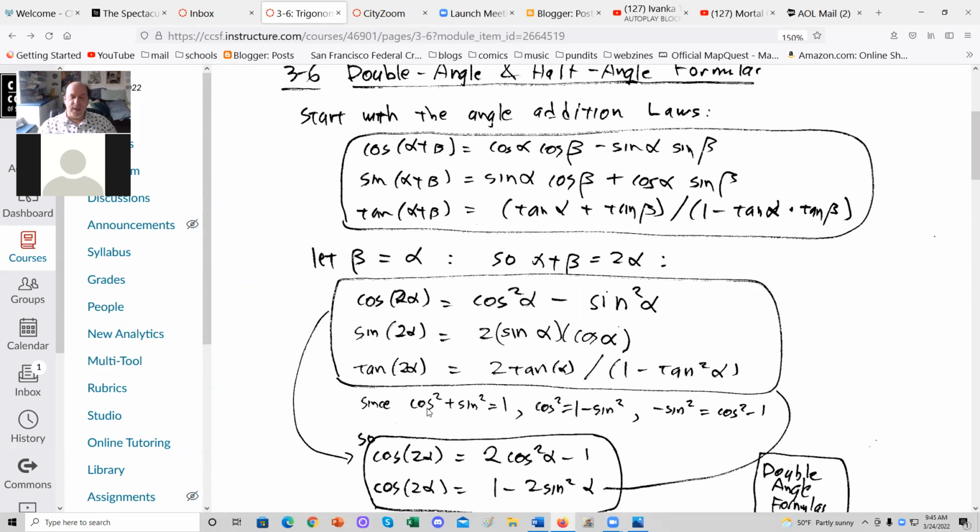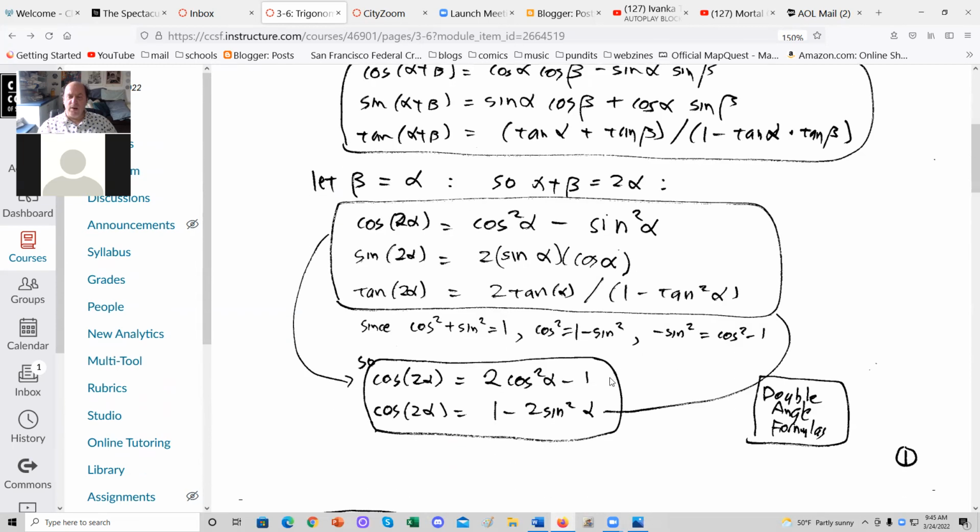Now, this first one, the cosine of a double angle, we'll rephrase by using the Pythagorean identity. Cos squared plus sine squared equals 1, therefore cos squared equals 1 minus sine squared. So you could replace this cos squared by 1 minus sine squared. And then transposing, minus sine squared equals cos squared minus 1. So we could replace the minus sine squared. If we replace cos squared by 1 minus sine squared here, you get that cosine of 2 alpha equals 1 minus twice sine squared alpha. And if we replace this minus sine squared alpha by cos squared alpha minus 1 in here, then you get the cosine of 2 alpha equals twice cos squared alpha minus 1. So these are other versions of the double angle formula for cosine.